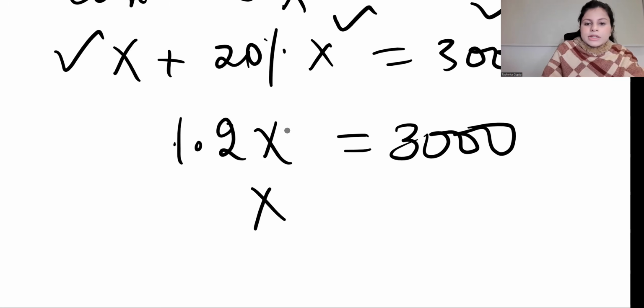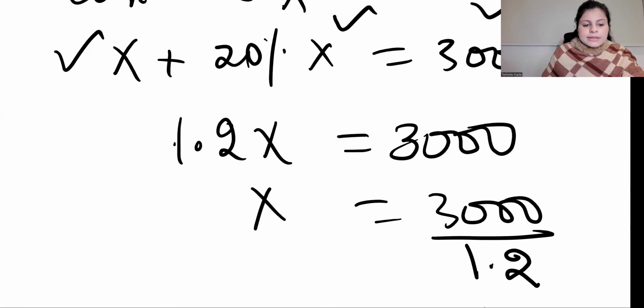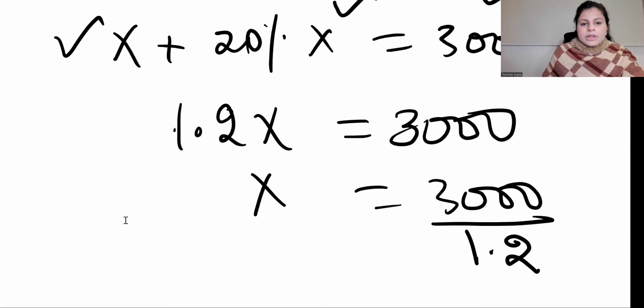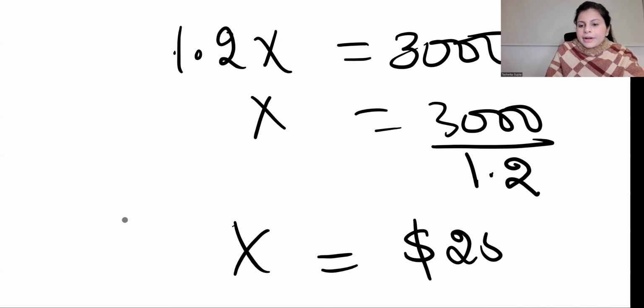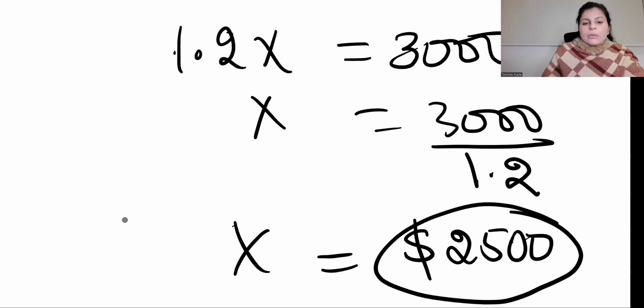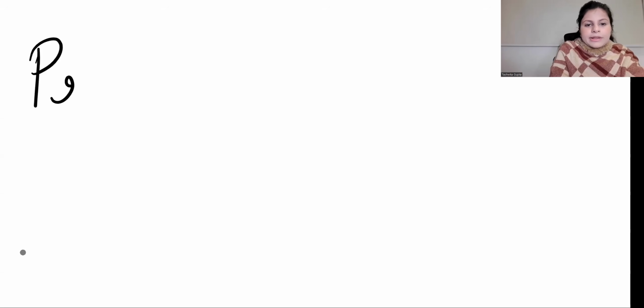So what's my cost? 3,000 divided by 1.2. What's the cost coming out? 2,500. Very good. So the cost is $2,500. What's my profit then? 500 is the profit. But what's your PURP?